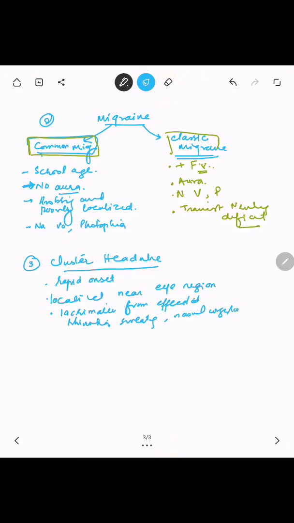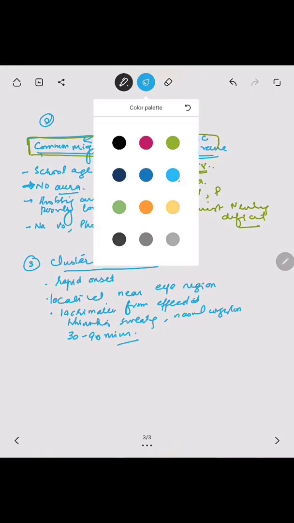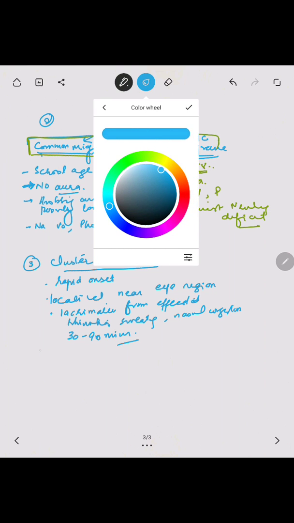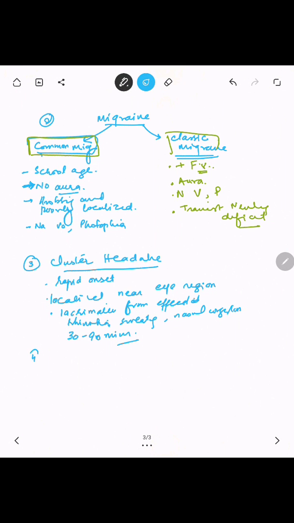Okay, so pain is rapid in onset, localized around the eyes, and it is accompanied by lacrimation, rhinorrhea, okay, and maybe sweating and nasal congestion. Okay, and it can last for around 30 to 90 minutes.